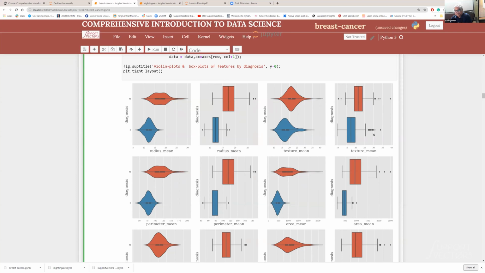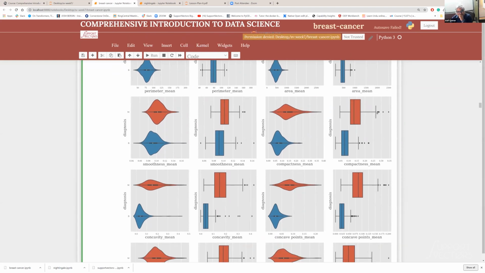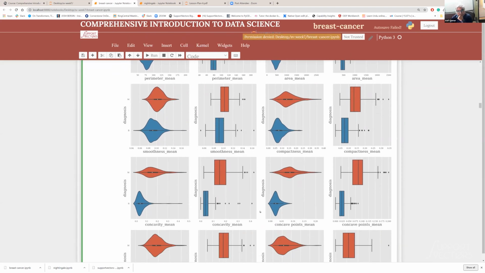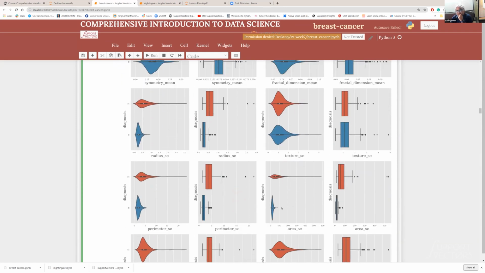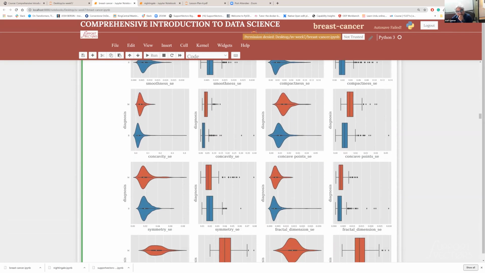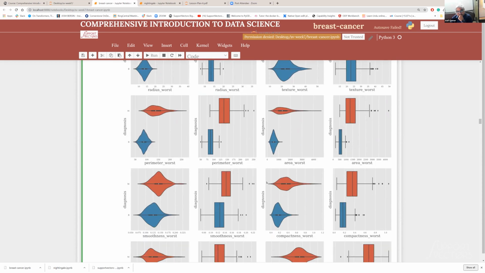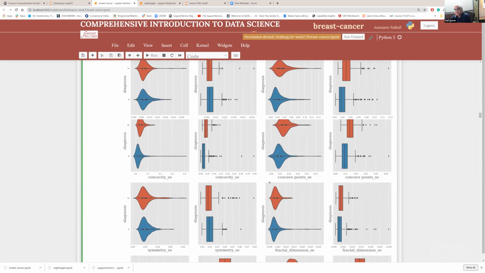So for example, you can see texture mean has a lot of outliers, right? Clearly spelled out outliers. Concavity mean has even more outliers. Fractal dimension has strong outliers, compactness has outliers. So you get a sense of what the data is. Any questions so far, guys? It's very simple data exploration.